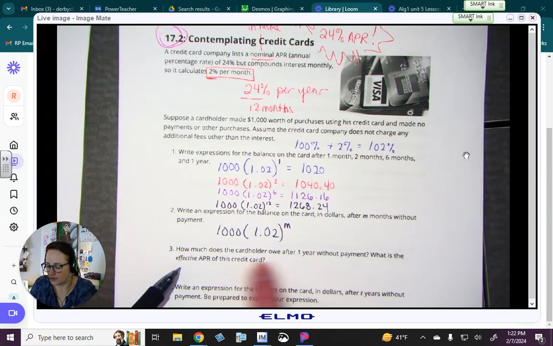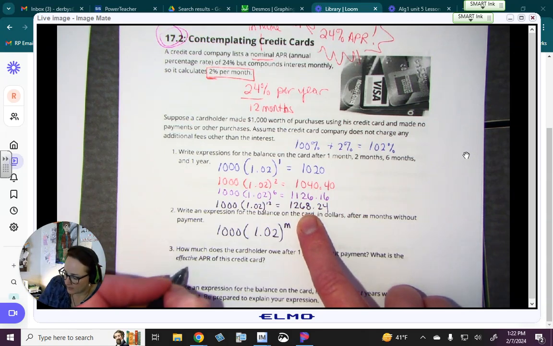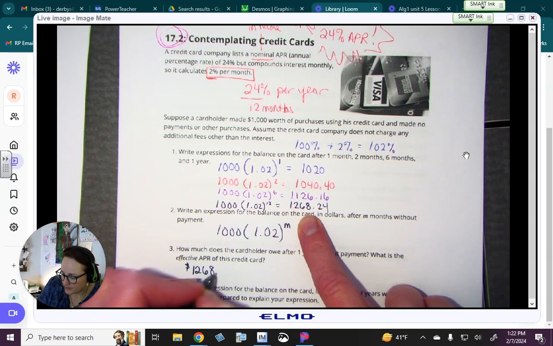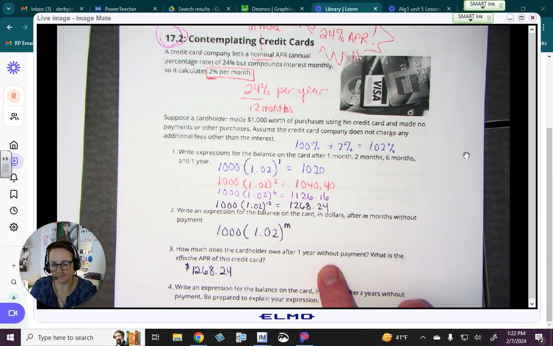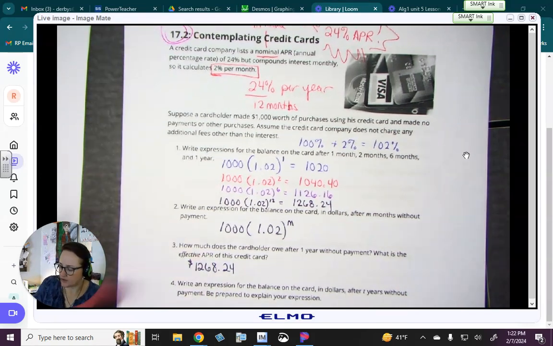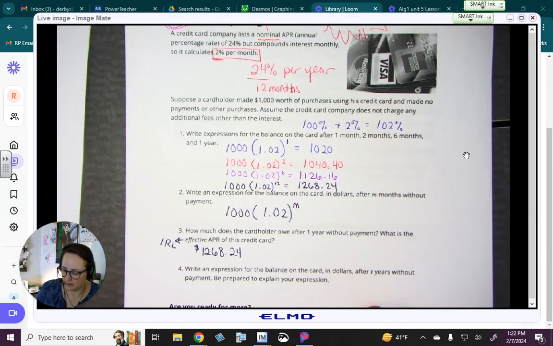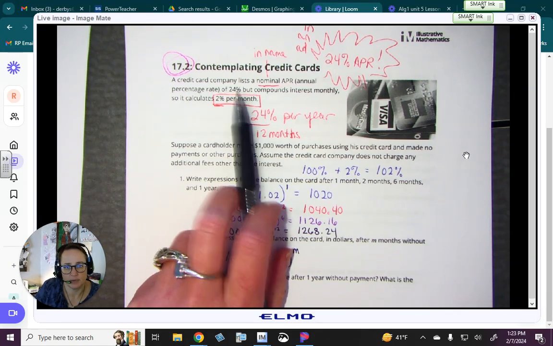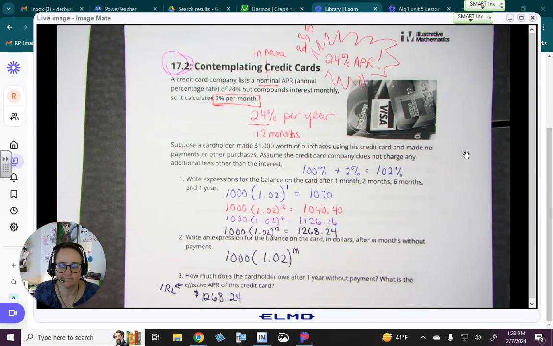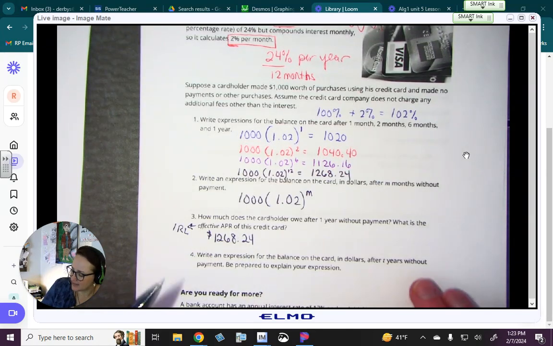How much does the cardholder owe after 1 year without payments? We have already calculated that. They owe $1,268.24, which means the effective APR on this credit card. So effective is like in real life, okay? Reality. Up here, they took that 24 that they said, oh, it's an annual percentage rate of 24, but it compounds monthly, 2% per month. Basic math, right? They divided it up. But here, this is a little different.